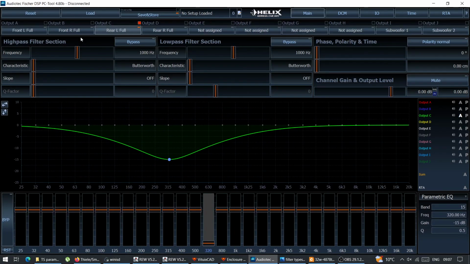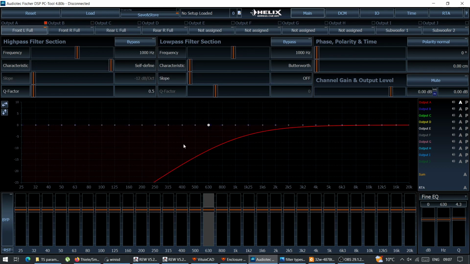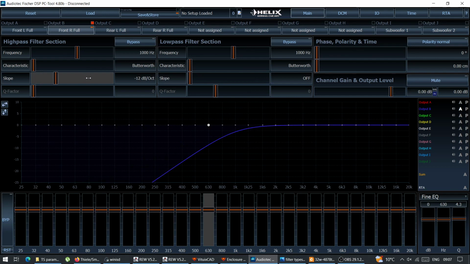And if I would add a crossover like this, so let's say like this, see? It looks very similar to a crossover, yeah? And these crossovers have different topologies. So I have Butterworth, I have Bessel, Chebyshev, and Linkwitz. And as you can see, the shape of those crossovers are slightly different.